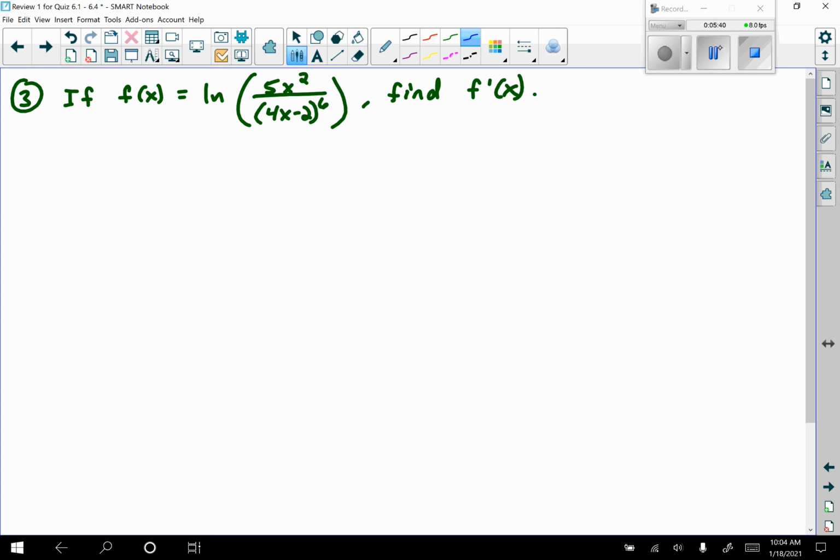All right, some problems from 6.2 are going to come a little bit later. So this one is from 6.3. f of x is equal to the natural log of this quantity. I want you to find the derivative. A hint here: use the properties of logarithms to rewrite this expression, but go ahead and pause the video and try this on your own.